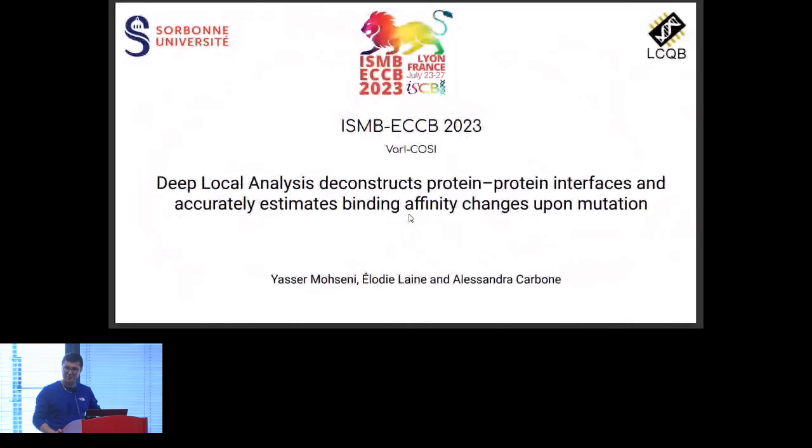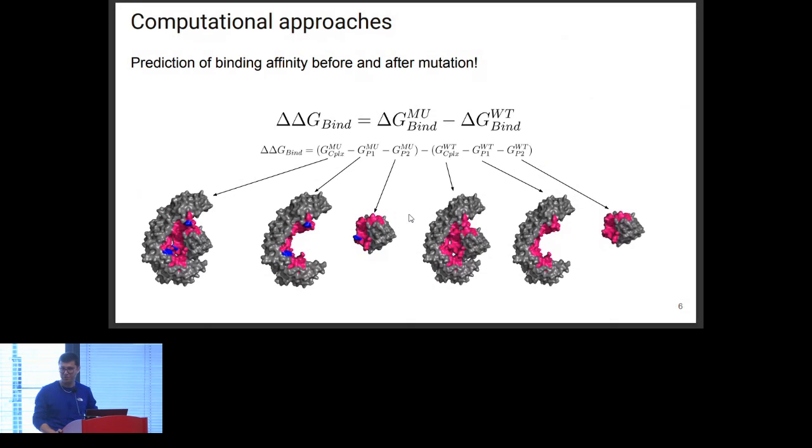No, this is only an example. I highlighted the part of the interfaces in pink and the point mutations in blue to give you some visual perception of the methodology for the prediction of binding affinity before and after mutations.